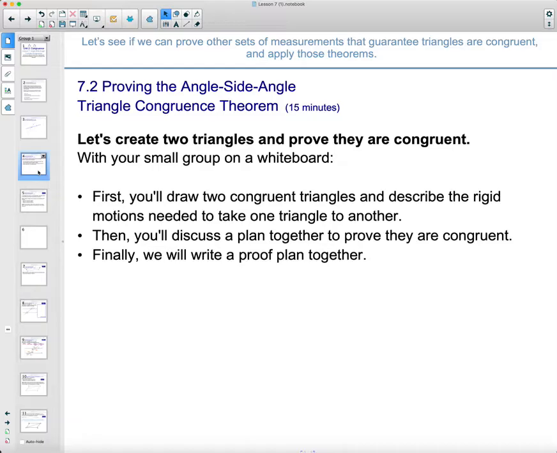All right, then in 7.2, in your workbook, first you're going to draw two congruent triangles and describe a rigid motion that takes one triangle to the next. Then you're going to write down a plan to prove that they're congruent, and then we'll talk about it.